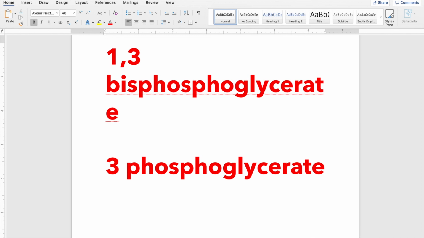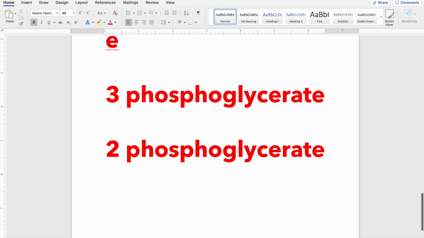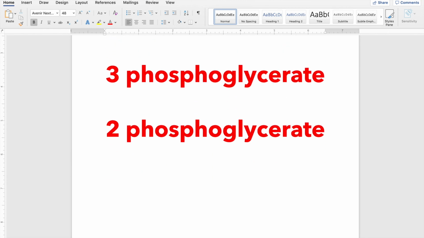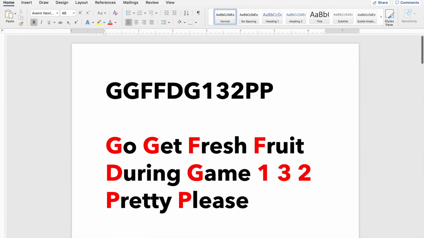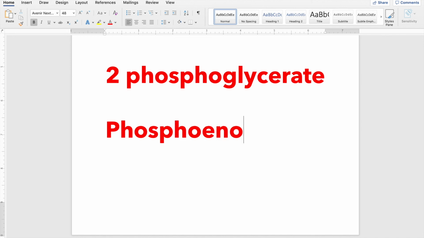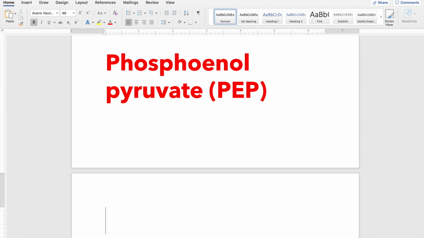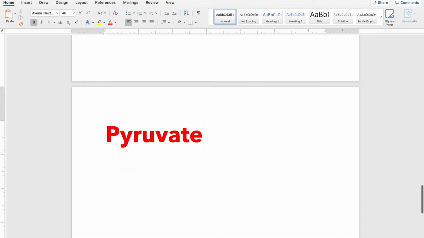So then 2 is for 2-phosphoglycerate. We're just moving the position of the phosphate, and then our pretty please at the end. So the P is for PP, which is phosphoenolpyruvate, PEP, and then we're just going to convert that into pyruvate. Just remember our end product.